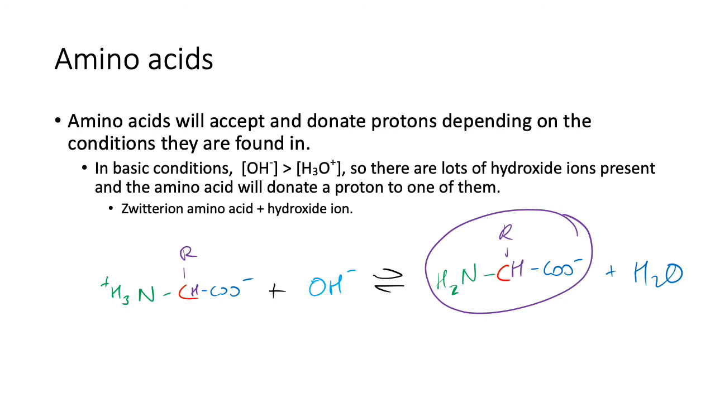So remember, when you put an amino acid into acidic and basic conditions, it's going to act like the opposite. If you put it in basic conditions, it's going to donate protons, because it's going to have a whole bunch of hydroxide around it, and vice versa for the acidic conditions. Very common to get it wrong, and if you get it wrong, sucks to be you.